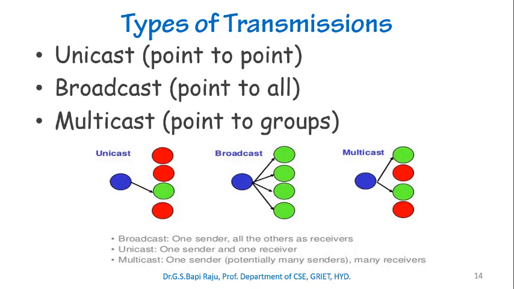Now, if you look at the types of transmission, there are three types. One is unicast, where a single system communicates with another single system, point to point. Then broadcast, where a single system communicates to all the systems in the domain. And multicast, where a single system communicates only with a group of computers or a group of users. Normally, when they use multicast, they have to first divide the groups and only then can they implement multicast.